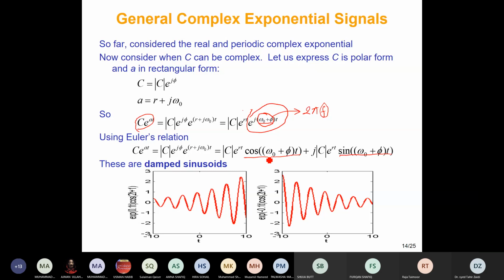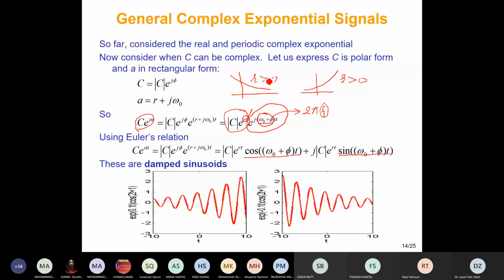If it was just a complex exponent, then it would be just cosine and sine, and we can draw the sinusoid. Everybody knows what a sinusoid is and how it looks. Here the difference was that instead of a constant magnitude, the magnitude had an exponent in it. This means the magnitude was changing with time, either like this or like this, depending on whether this R that you see right here is positive or negative. If R is positive, it is going to be like this.